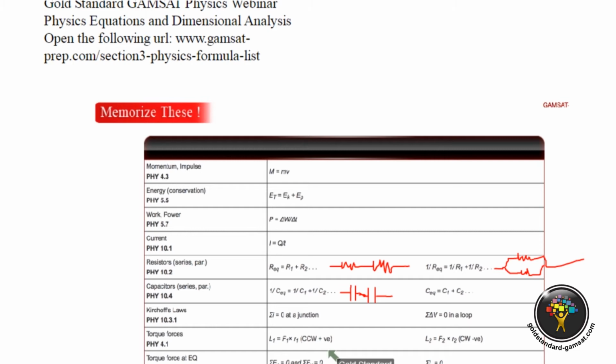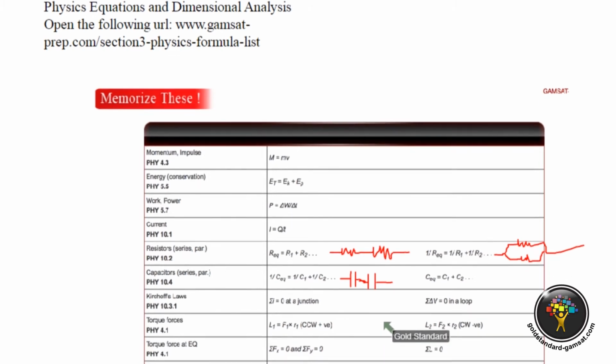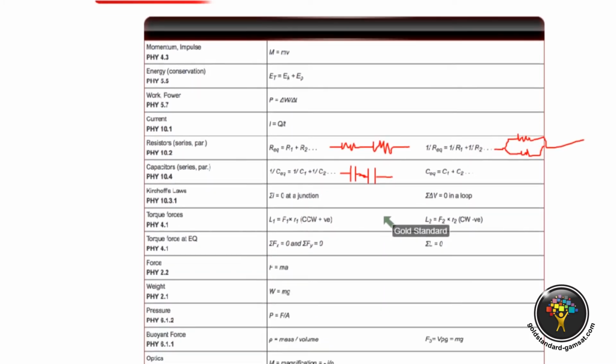Okay, torque forces. Torque forces also come up very regularly for the GAMSAT, and there are basically two very important rules that help you to solve any torque force problem. Just like there's two Kirchhoff's laws, there's two rules. The two rules for torque force problems are translational equilibrium and rotational equilibrium. In translational equilibrium, which sort of means going in one direction, equilibrium means that the thing is not accelerating. So it's either moving at constant velocity or it's not moving at all. And normally, the way it is for the GAMSAT is that it's not moving at all.